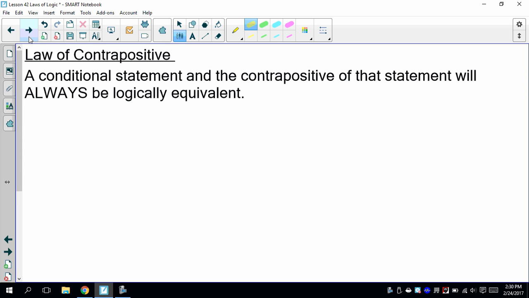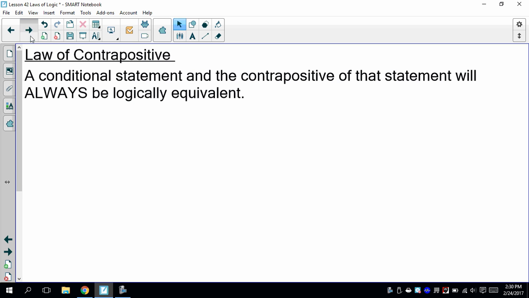And here this law of contrapositive says that a conditional statement and the contrapositive of that statement will always be logically equivalent. So we are not going to talk a lot about whether statements are true or false, but the law of contrapositive says that if a conditional statement is either of those, then the contrapositive of that statement will have the same value.